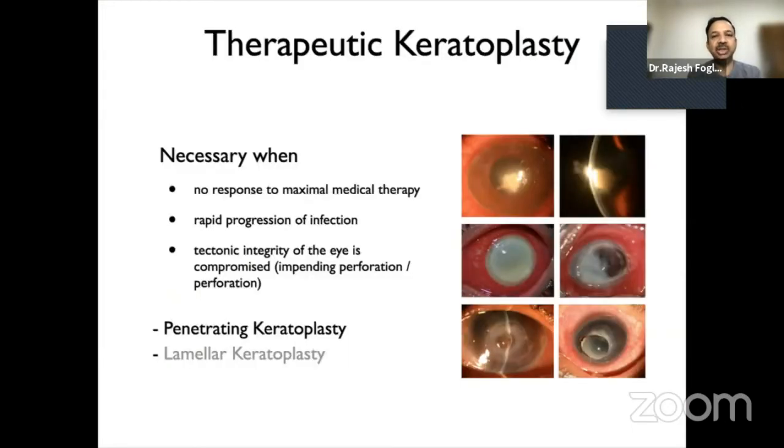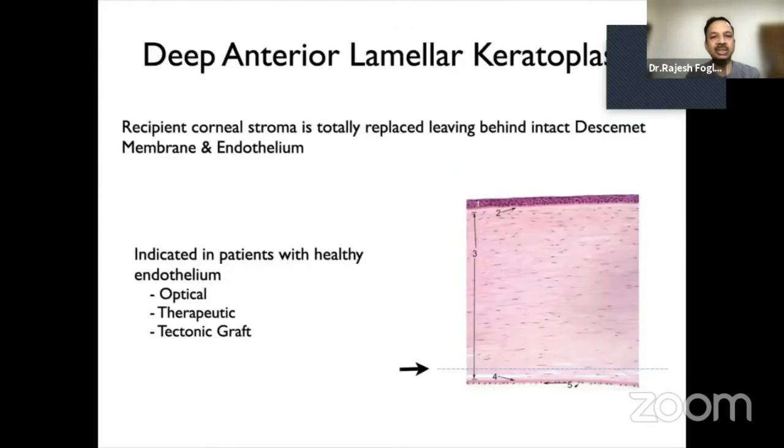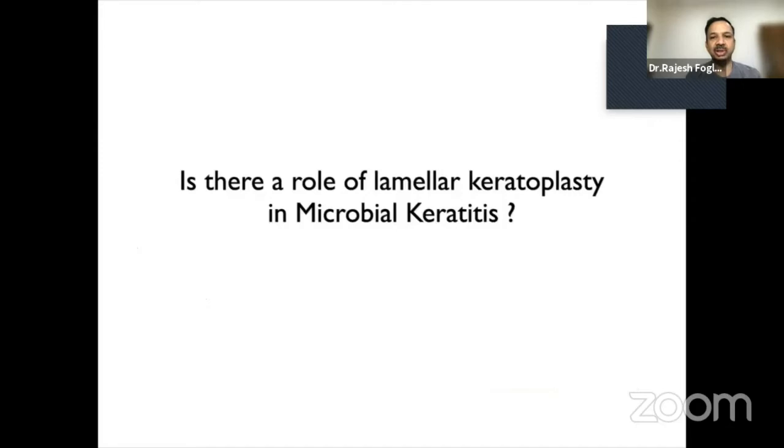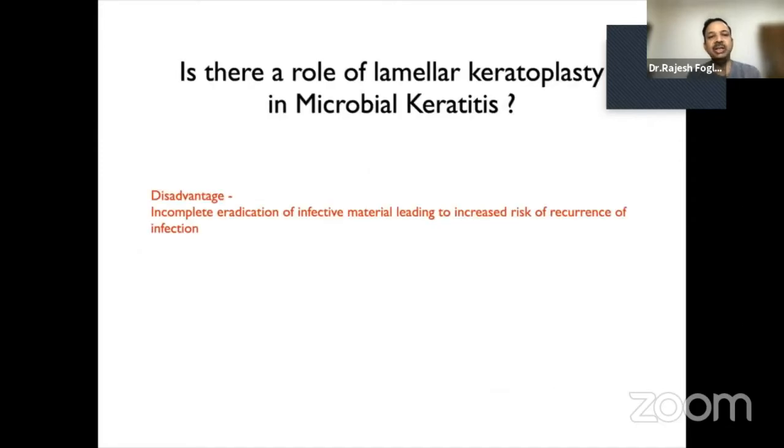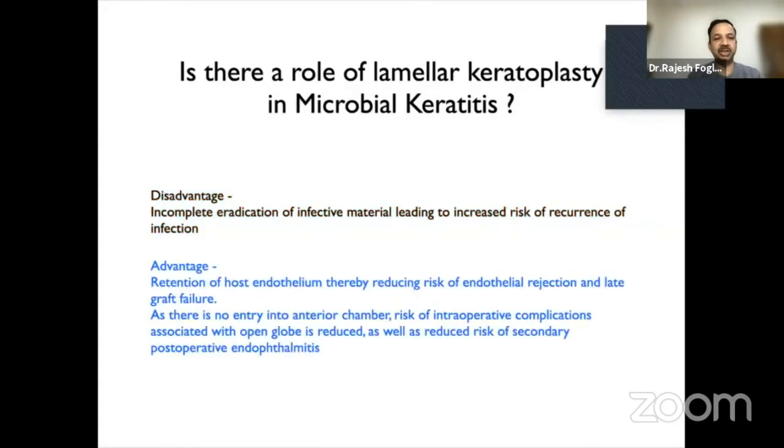However, in advanced cases, you need to do a surgical procedure. Commonly, we used to do penetrating keratoplasty when there is no response to maximum medical therapy, rapid progression, or the tectonic integrity is compromised. Let's look at the role of anterior lamellar keratoplasty. The advantage is that you retain the host endothelium, thereby you can have long-term survival of the graft and no need to use long-term steroids. The disadvantage could be that if you leave behind residual stroma with the infective material, there can be increased risk of recurrence of the infection. The advantage is you are doing the surgery in a closed globe, so the intraoperative complications associated with the open globe can be minimized. So there have been some reports.